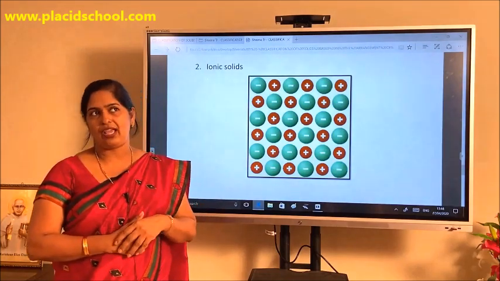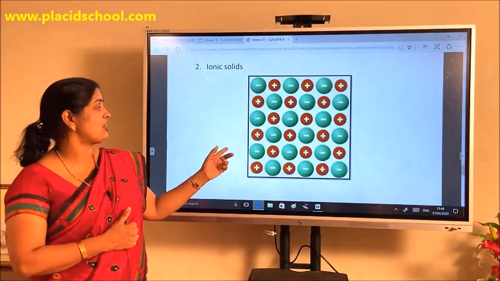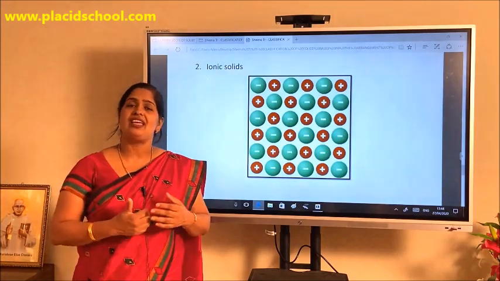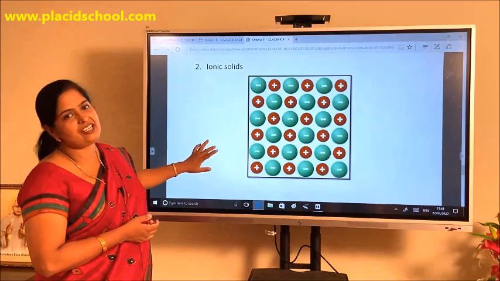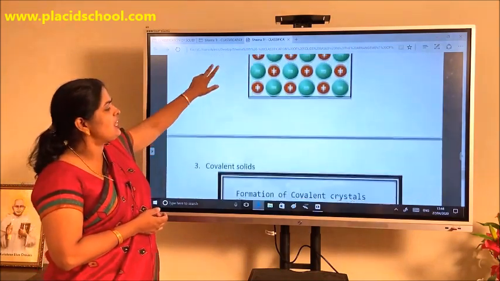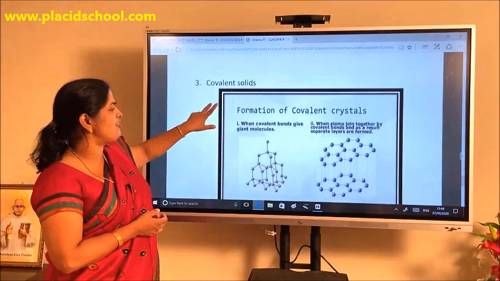And another point we have to say is about the intermolecular or interionic force of attraction. It is electrostatic force of attraction. These are the characteristics of ionic solids. Don't worry, children, I will give everything in the note.